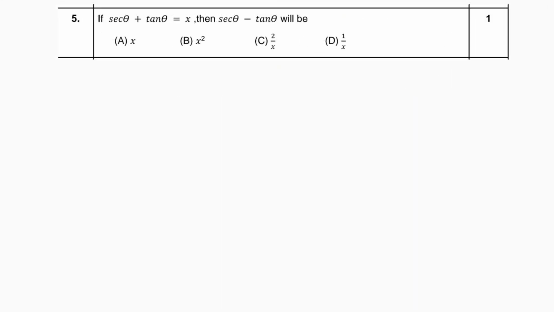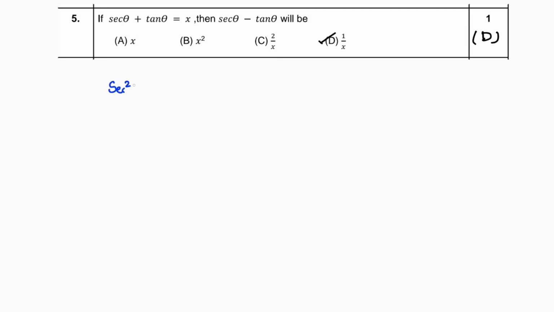If sec theta plus tan theta is X, then sec theta minus tan theta will be? See, sec theta plus tan theta and sec theta minus tan theta are always reciprocal. So here the correct answer is D. Sec theta minus tan theta will be the reciprocal, that is 1 by X. Now how do we come to this?